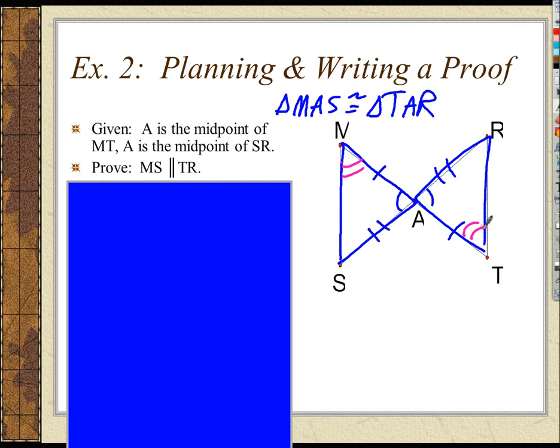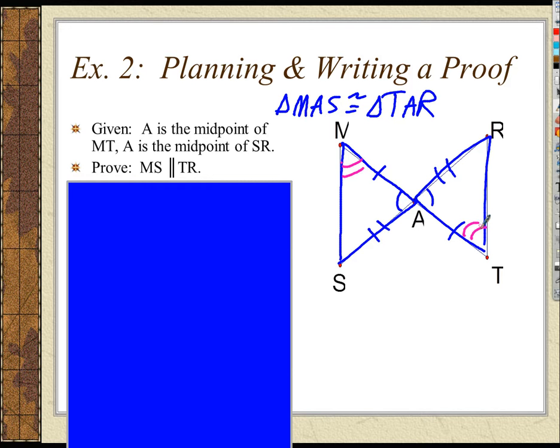CPCTC, exactly. Once I show that the triangles are congruent, then I know that I can say those corresponding parts are congruent by that reason, CPCTC. It's too much to write. Corresponding parts of congruent triangles, way too much to write. So we just abbreviate it, CPCTC. There you go.